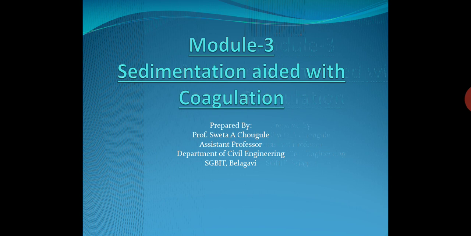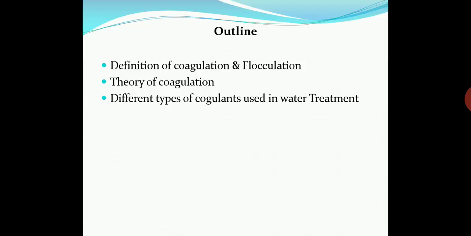Good morning, students. Today we are going to see sedimentation aided with coagulation. So, you have already seen what sedimentation is. It is simply making the impurities settle down by reducing the velocity. The impurities settle down. Now, some impurities won't settle down. For such impurities, we have to see what has to be done.